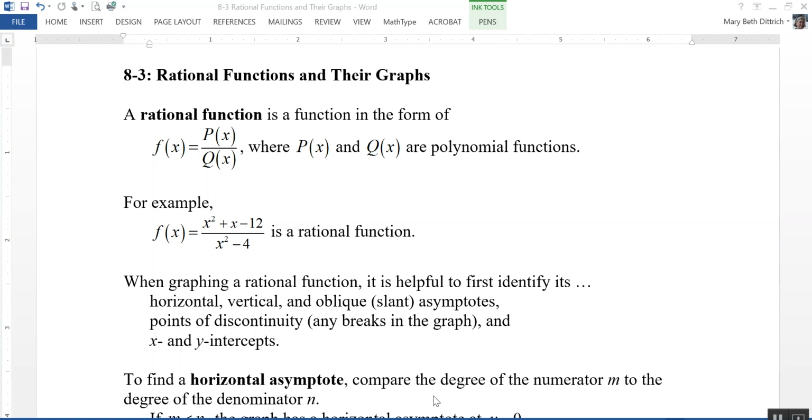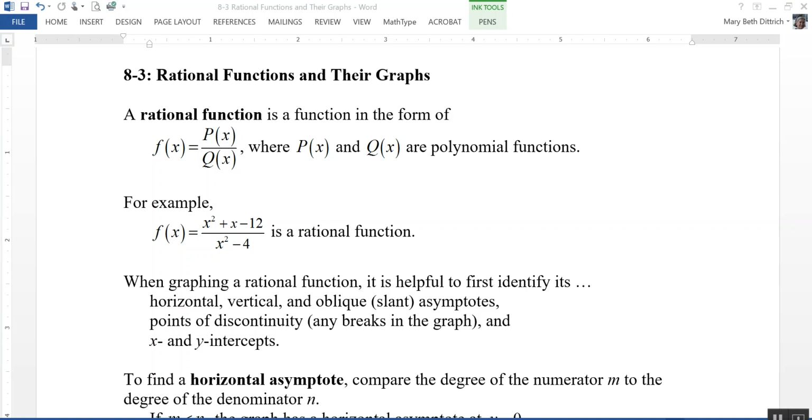Section 8.3 is on rational functions and their graphs. A rational function is a function in the form of f of x equals p of x over q of x, where p of x and q of x are polynomial functions. So for example, f of x equals x squared plus x minus 12 over x squared minus 4 is a rational function because we have a polynomial in the numerator and a polynomial in the denominator.